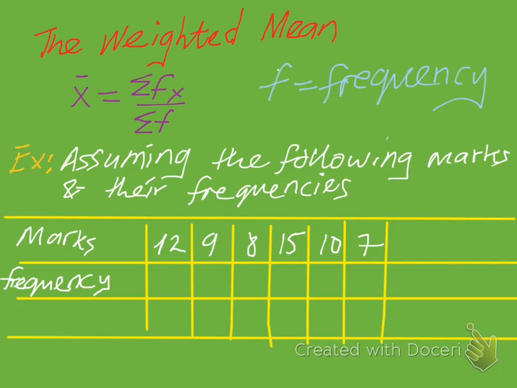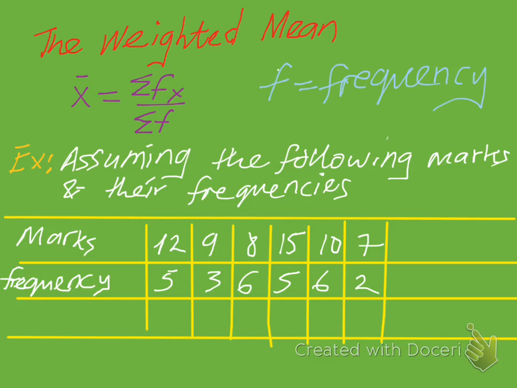The mark 12 occurs 5 times. The mark 9 occurs 3 times. The mark 8 occurs 6 times. The mark 15 occurs 5 times. The mark 10 occurs 6 times. The mark 7 occurs 2 times.